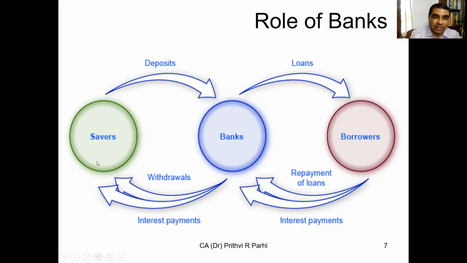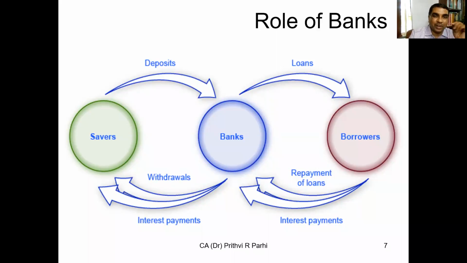Money which was lying idle with the savers through the bank is used by the borrowers for productive purposes. The goods and services produced by these borrowers, the corporate sector or the business community, are consumed by the citizens of the country, who are in fact the savers. And the borrowers also repay the loans. They repay the loans and they repay interest also. Now money comes back to the bank.